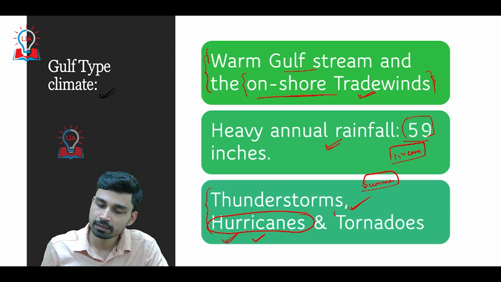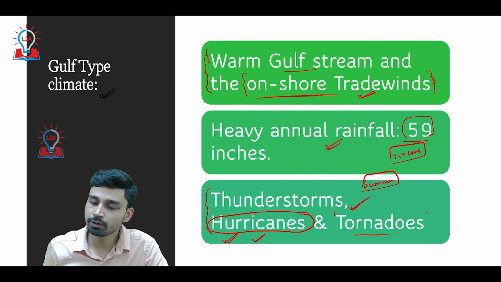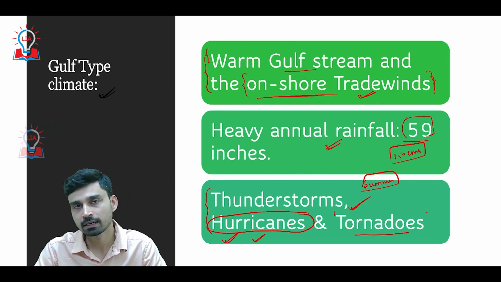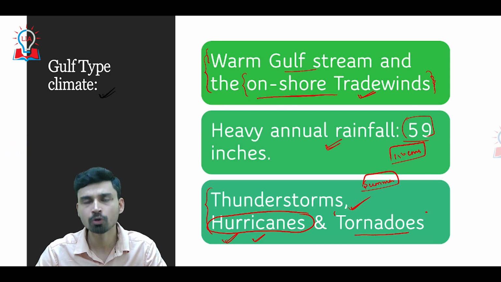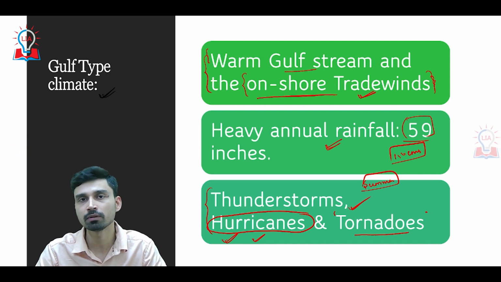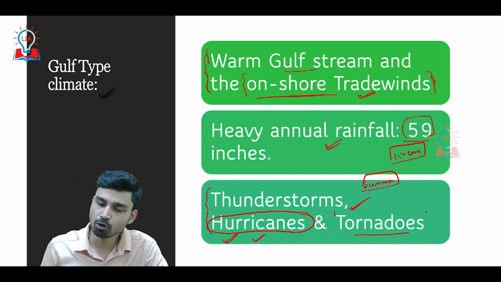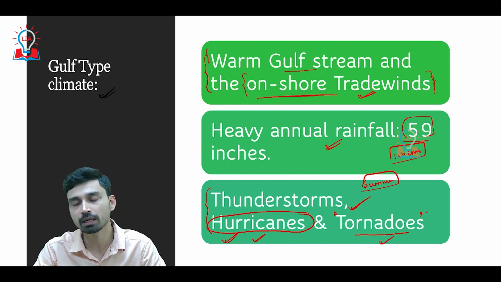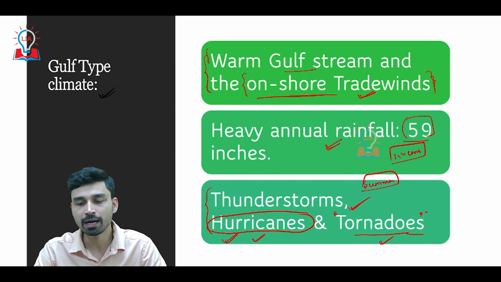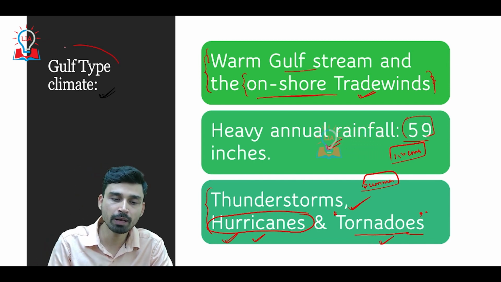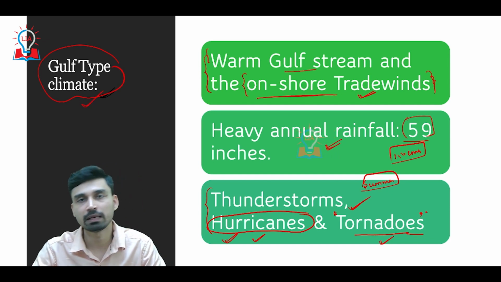Not only that, due to the unique geography of this area of the US, it is surrounded by the Appalachian and the Rocky Mountains from both sides. On the northern side, we have the Great Lakes, which is one of the largest water bodies on the earth. We have these Great Plains areas, which produce a conducive condition for the development of one of the most destructive weather phenomena, called tornadoes. So thunderstorms, hurricanes, tornadoes, heavy rainfall, these are things that should come to your mind when someone talks about the Gulf type of climate.